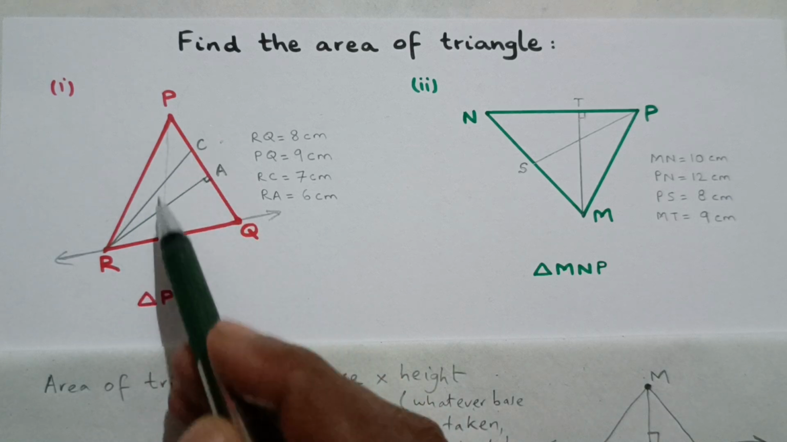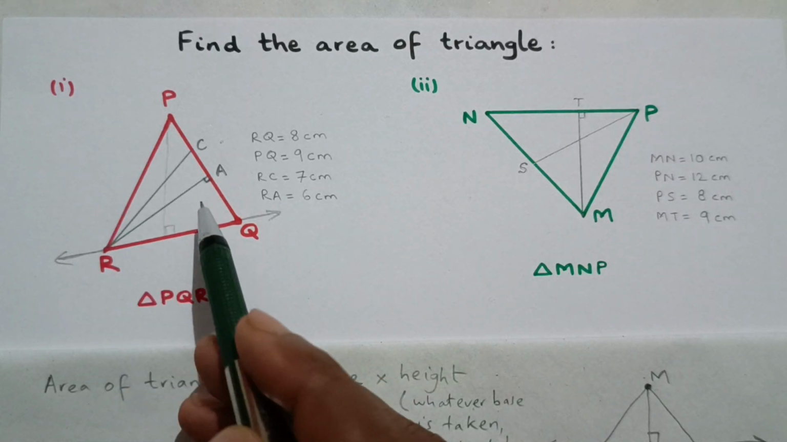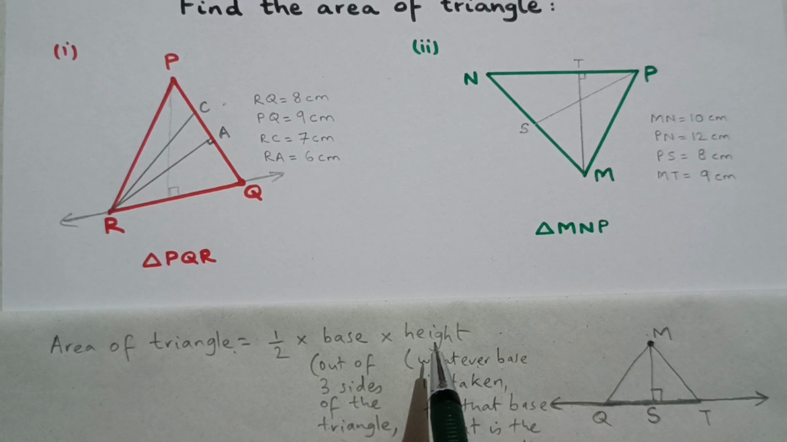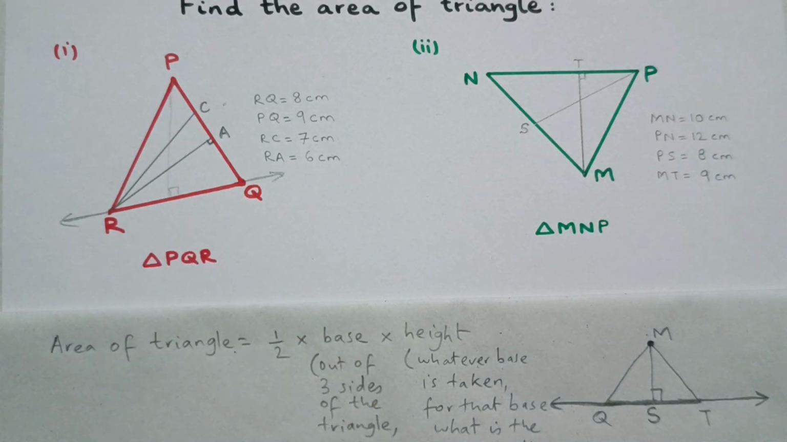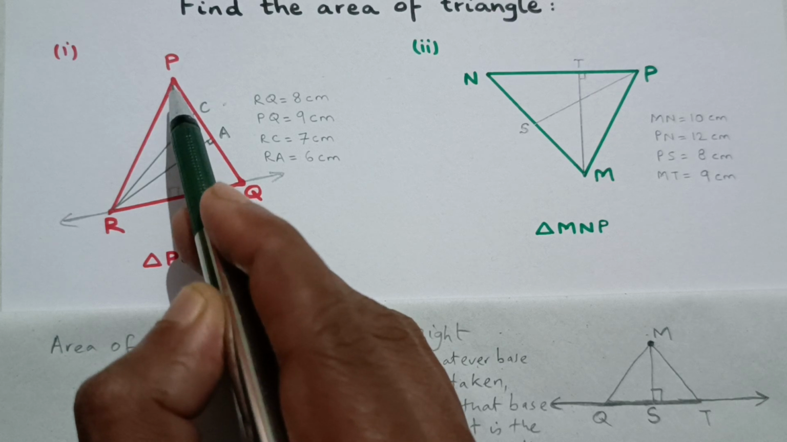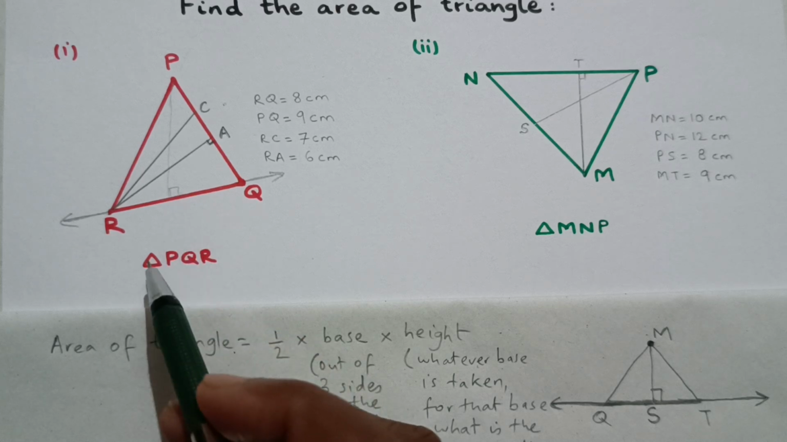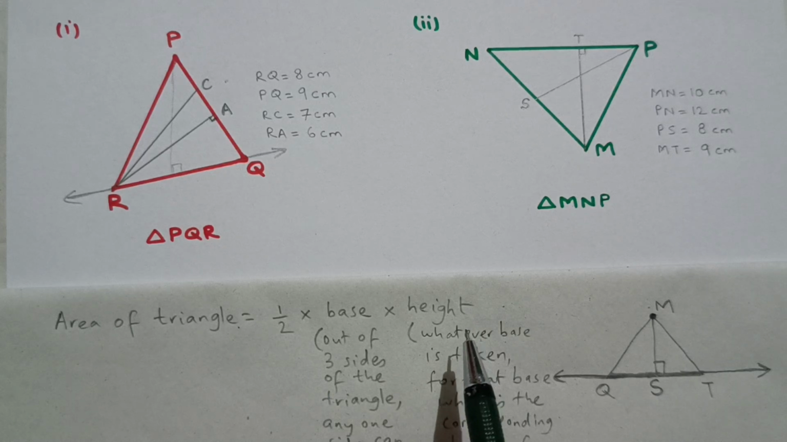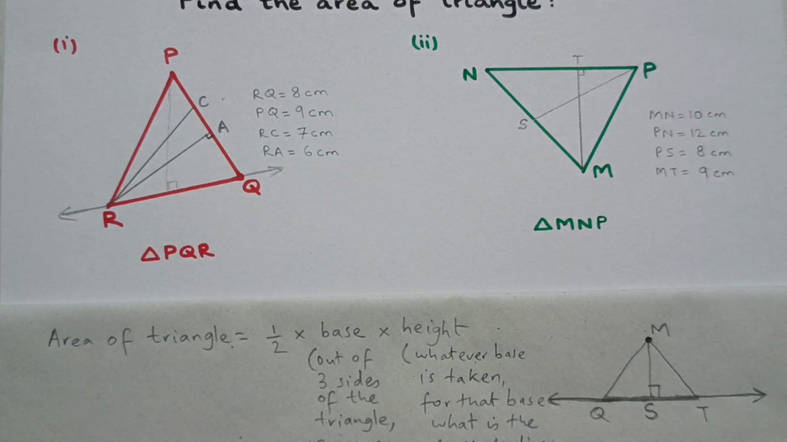But in this diagram, no such line has been drawn. So we do not know the height for the base RQ, because in this diagram there is no such line that is drawn which starts from P and which meets RQ at an angle of 90 degrees. So the height for RQ is not given to us in this question.